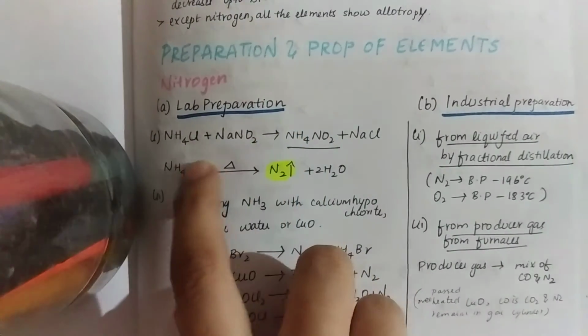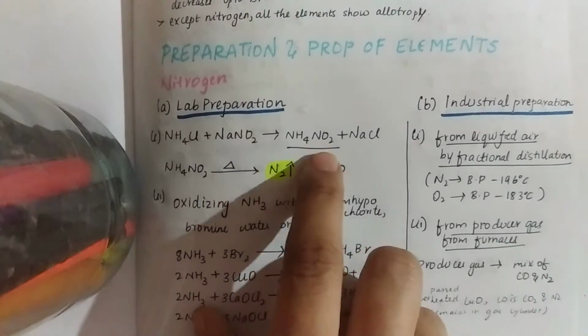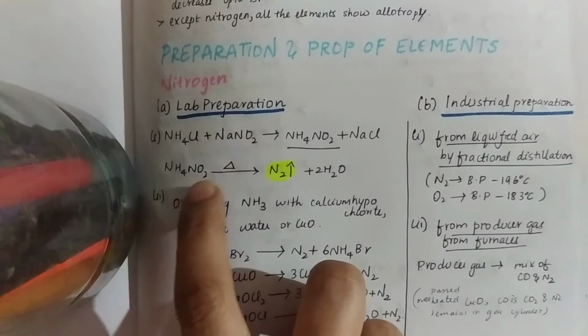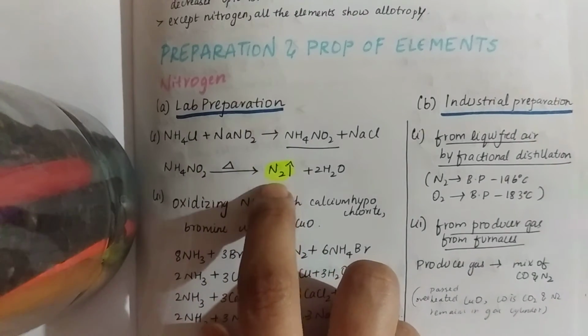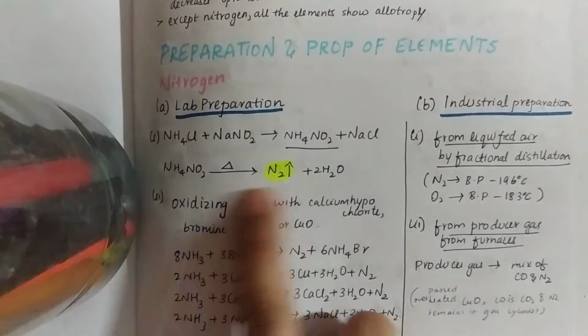First, lab preparation. First, ammonium chloride is added to NaNO2 and we get NH4NO2 plus NaCl, and we take NH4NO2, and when we heat it we get N2 gas. N2 gas is liberated, we'll be collecting it, and this is how we get nitrogen by lab preparation.